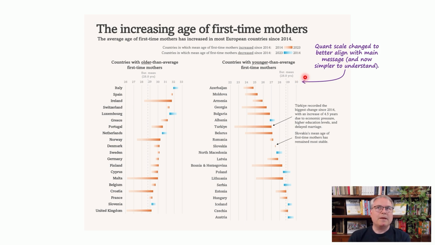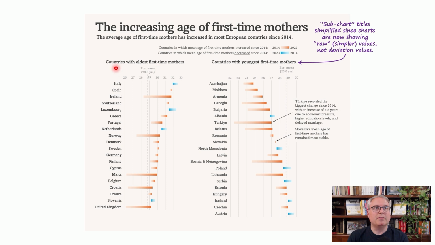And so I might be able to do something about these subchart titles as well, because again, this title is focused on comparison to the average, but that's not really what this chart is about. And so maybe we can simplify and just say these are the countries with the oldest first-time mothers, like Italy, Spain, Ireland, and these are the countries with the youngest first-time mothers, like Azerbaijan, Moldova, and Armenia.